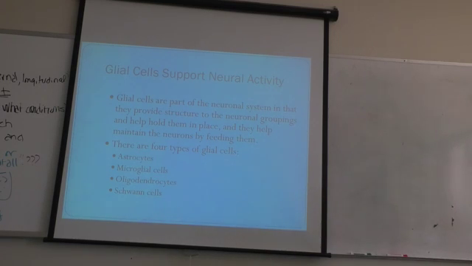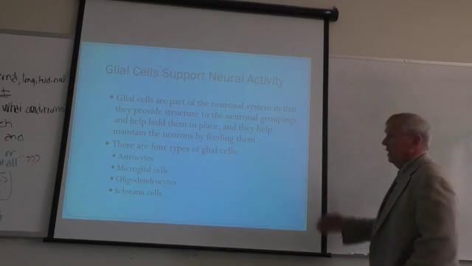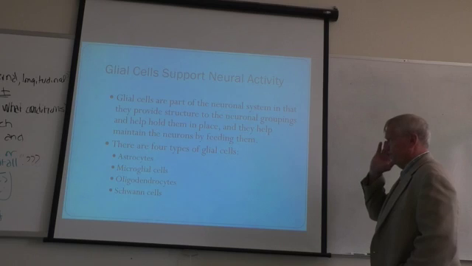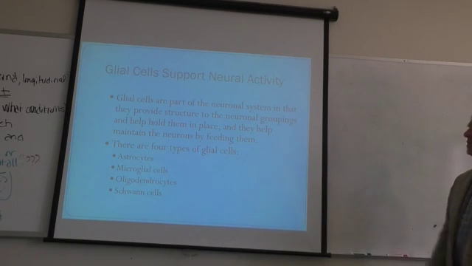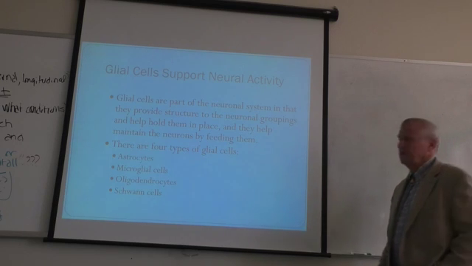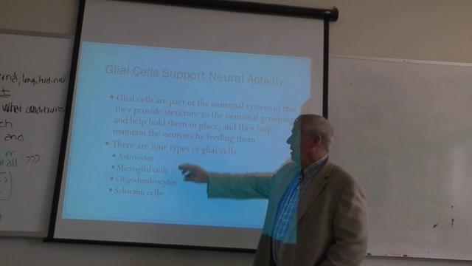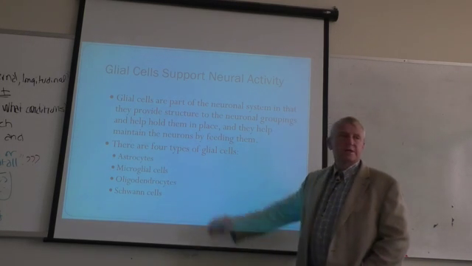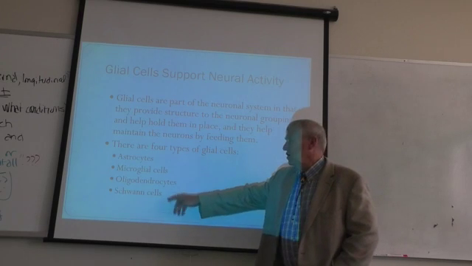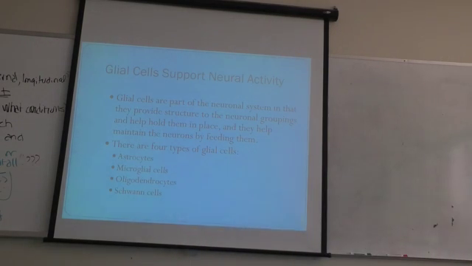Glial cells are part of a neuronal system in that they provide structure to the neuronal groupings and help hold them in place, and they help maintain the neurons by feeding them. There are 4 types of glial cells, and it has to do with their structure, what they look like. Astrocytes look like stars. Microglial cells are really tiny. Oligodendrocytes look like trees, and Schwann cells are glial cells that wrap around neurons to protect them.